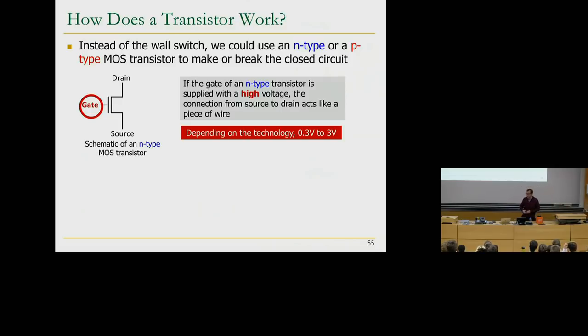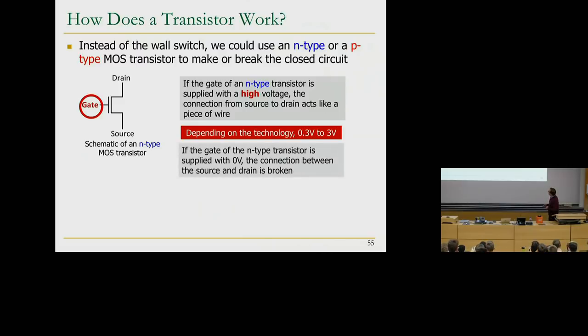But today, if you look at the microprocessor over here, it's much lower than 1 volt, the voltage that you need to apply to make it work. And that's essentially why these are more energy efficient, because that voltage is dropping. Okay. If the gate of the N-type transistor is supplied with 0 volts over here, the connection between the source and the drain is broken. As a result, you get an open circuit, so this doesn't conduct anymore. So drain and source are not connected to each other. Okay.